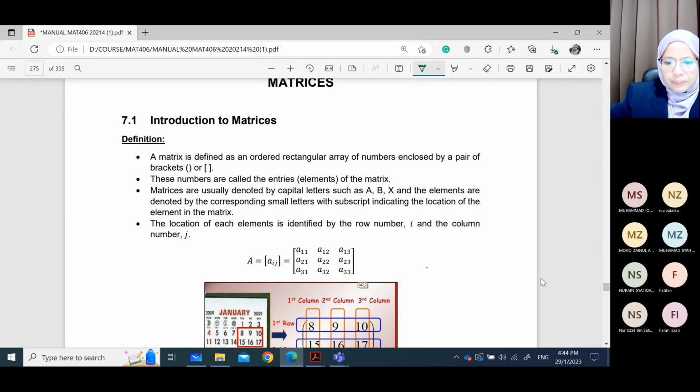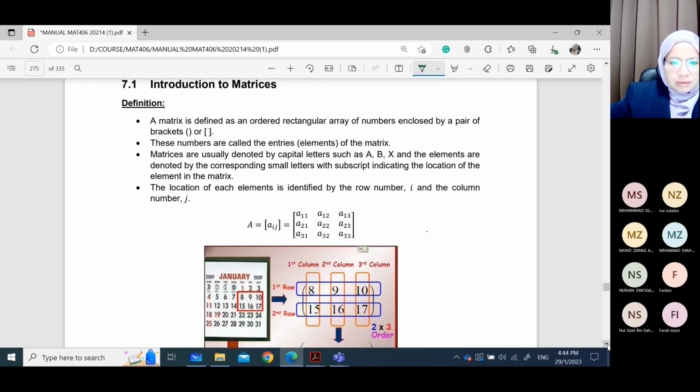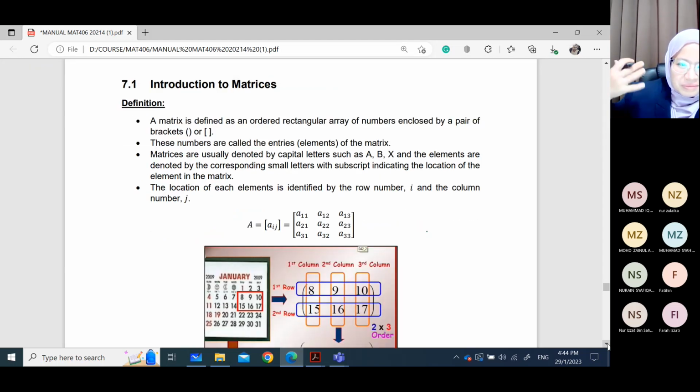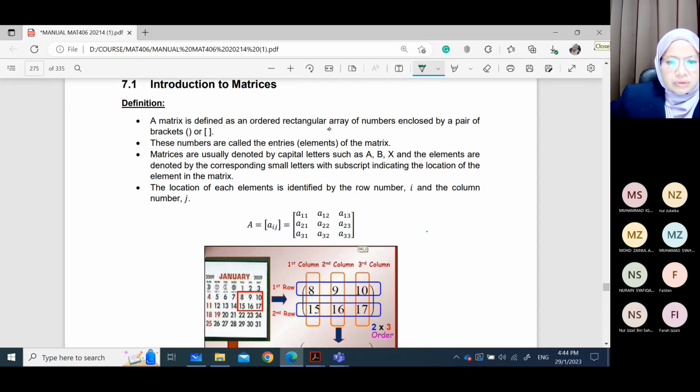Biasa dalam programming, memang array ni memang biasa digunakan lah. Okay, alright, so next we look at this one. These numbers are called the entries ataupun elements of the matrix. Apa yang ada dalam matrix tu, number tu kita panggil sebagai elemen lah.